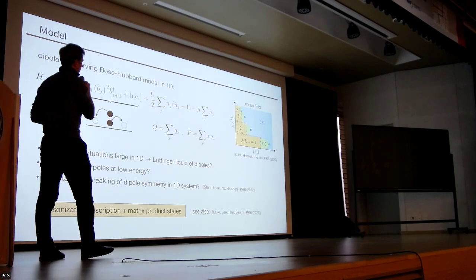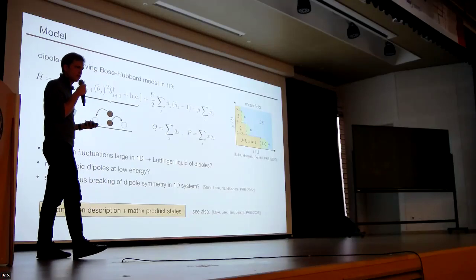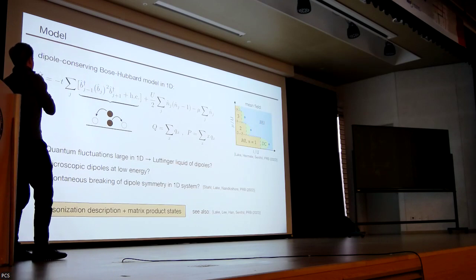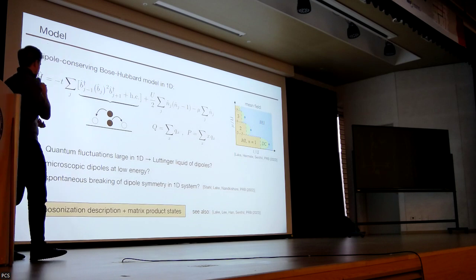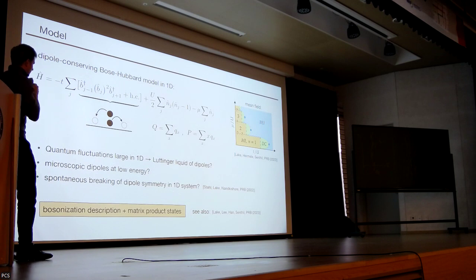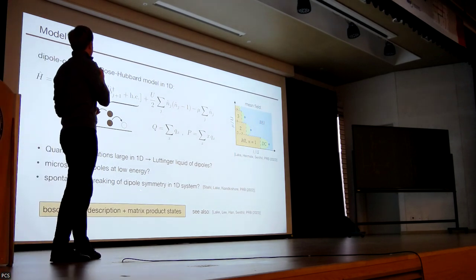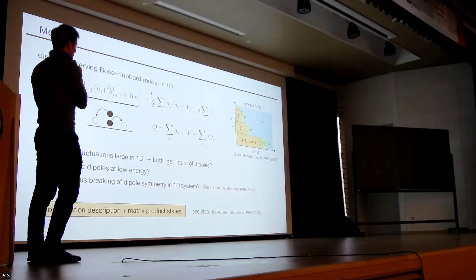So we now want to see what the situation is like in one dimension. Of course, in one dimension, quantum fluctuations are usually large, and condensates turn into quasi-condensates. So one question is, in this 1D realization, will we get a Luttinger liquid of these dipoles? And can we have a more microscopic understanding of this? Can we formulate a theory in terms of microscopic dipoles moving at low energies? And can we see this spontaneous breaking of the dipole symmetry in one dimension, which, even though it is a continuous symmetry, is allowed due to a modification of the Mermin-Wagner theorem for these multipole systems?